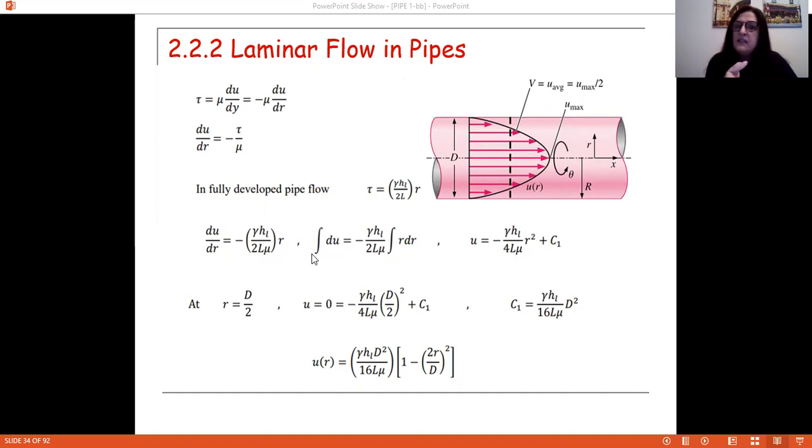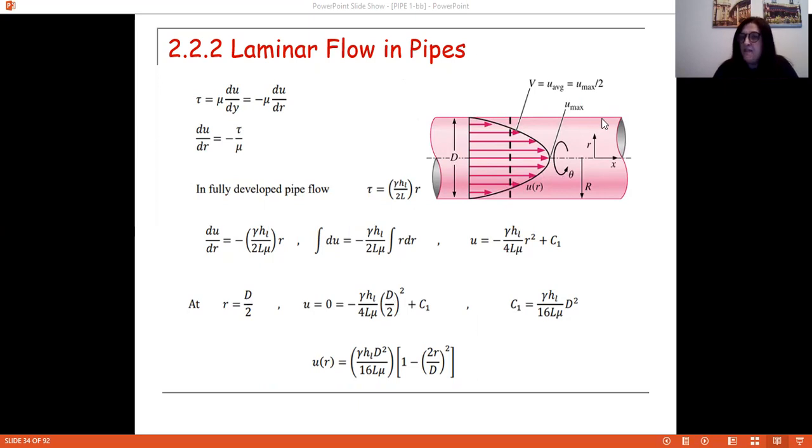If you just take this very simple integral that we have, the integral of du will be nothing but u. This is the constant that I have. The integral of r dr will be equal to r squared divided by 2 plus the constant of integration. So that is the result from this integral that we can solve. Then I can write r to be equal to D over 2. So the radius r is equal to D over 2, so I'm at the wall.